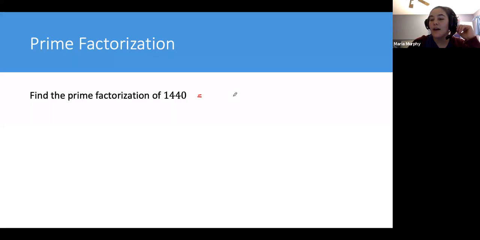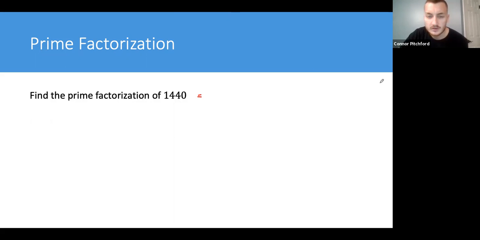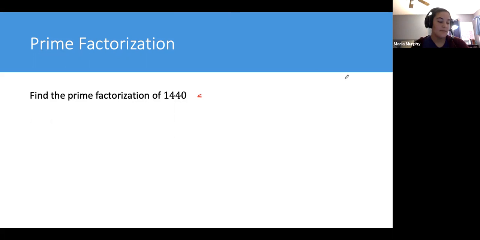Has anyone found the prime factorization? Got one hand. Okay. Connor, I don't know if you want to wait another minute or call on students. Up to you. I've got 2 answers in so far. Okay. Maybe just give them a few more seconds.